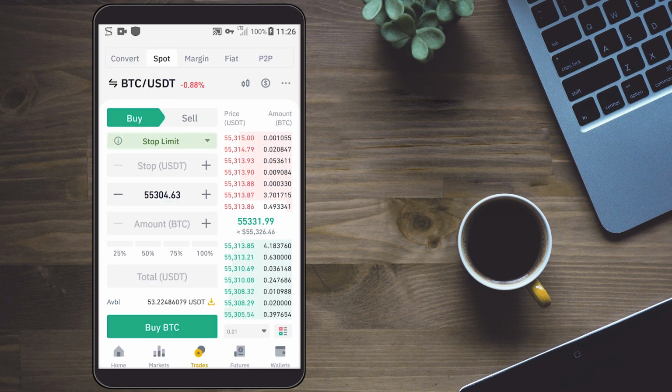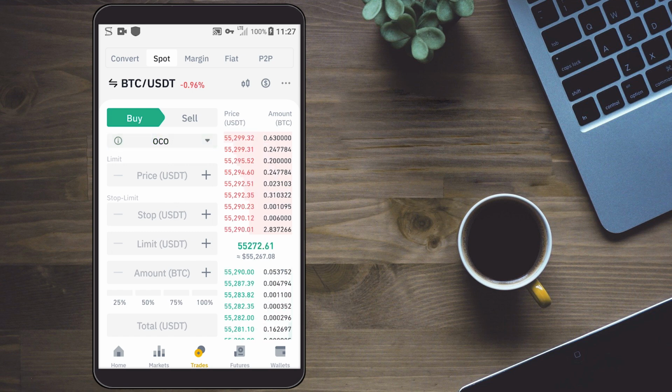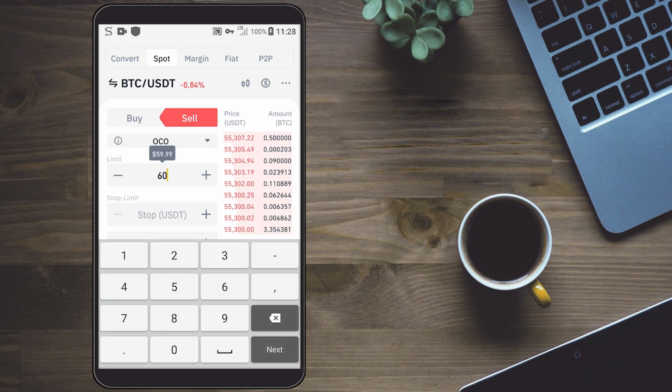And let's see what an OCO order is. An OCO order is a mix of a stop limit order and a limit order, and it's useful for placing a stop loss order and a take profit order at the same time. If one of the orders is triggered, the other order will be cancelled. Let's switch to OCO sell order. Here you place a limit sell order, actually your take profit order. Consider I want to sell my Bitcoin when the price reaches 60,000 and take my profit. So I set the price here to 60,000.